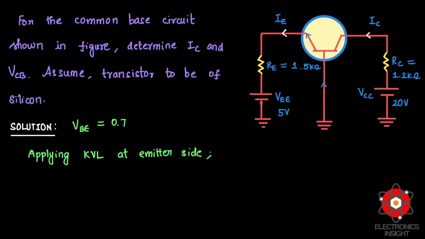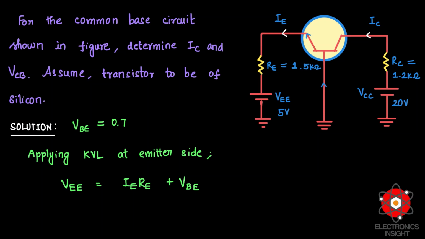Once you apply KVL at the emitter side, starting from VEE, we'll also have IE into RE. At this junction, this is a PN junction where we have the base, which is connected to the ground, and we have the emitter here. So there is a VBE drop across this PN junction. When we write the KVL at the emitter side loop, we'll be getting VEE equal to IERE plus VB. So the sum of all the voltage drops around that loop should be 0.